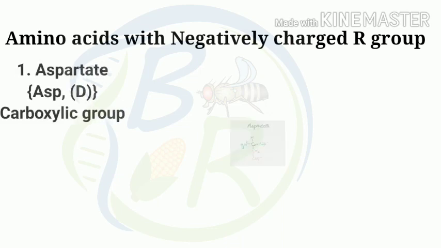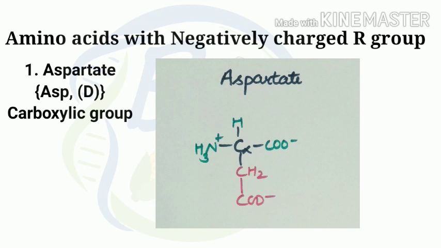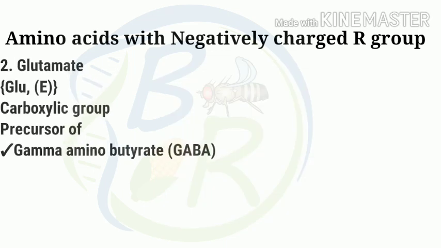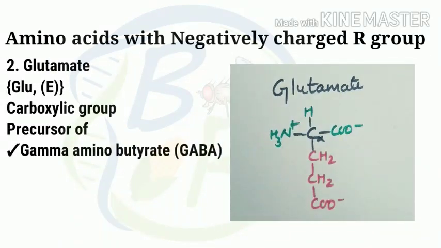Next is the category of the negatively charged amino acids. First is aspartate, which has a terminal negatively charged R group, and similarly we have another amino acid, glutamate. It also has a negatively charged R group, that is a carboxylic group at the terminal end. But glutamate also has a role in the synthesis of GABA. GABA is gamma-aminobutyrate.